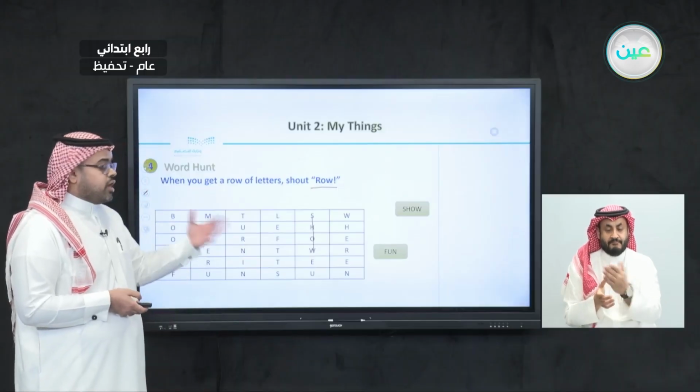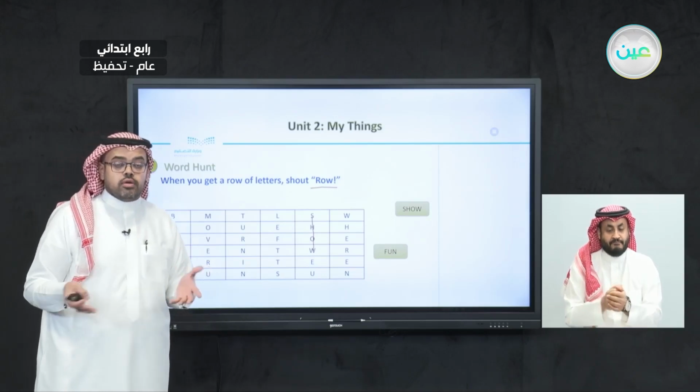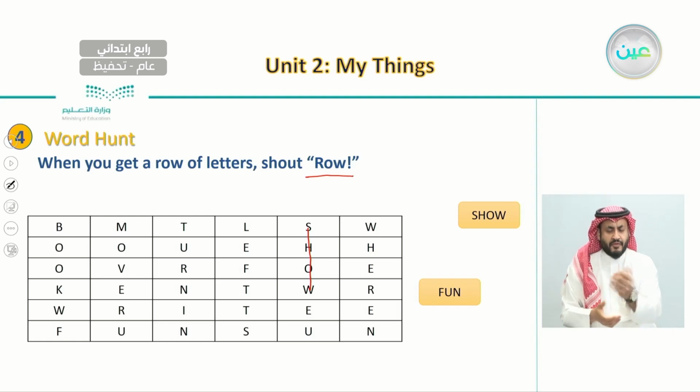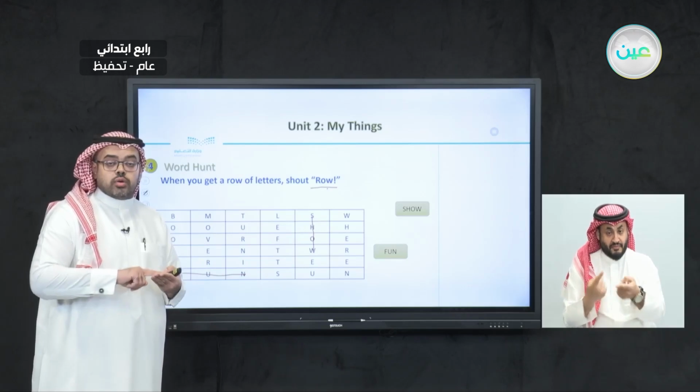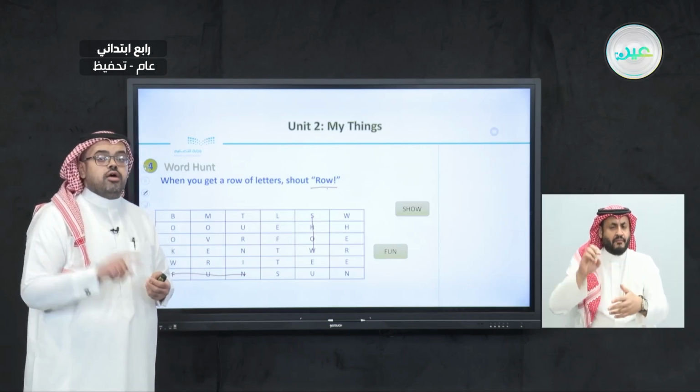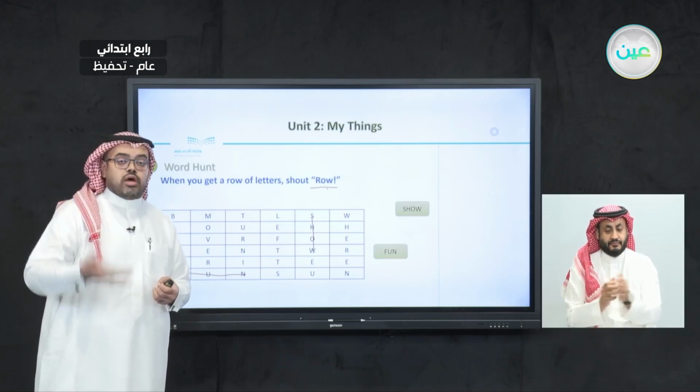So here, for example, the other word we have is fun. So what we're going to do is look around from this side and this side, or we can find it in a vertical way. So here we can see the word fun. Here I make a line like this and I would say row, row. I would cross the line like this and say row. So then the next round will start.